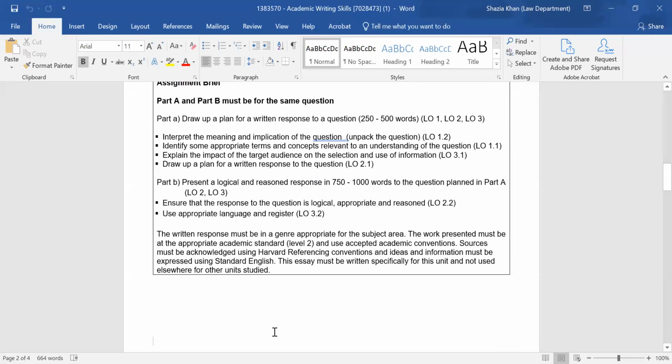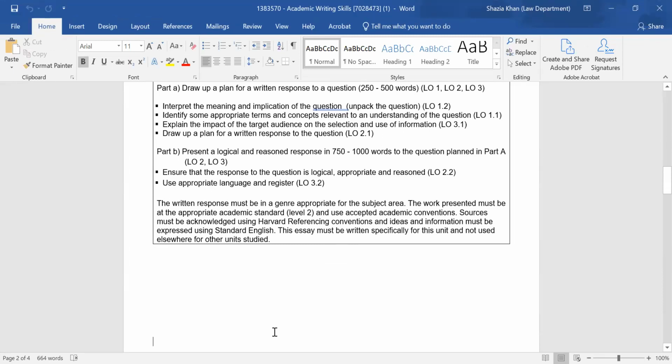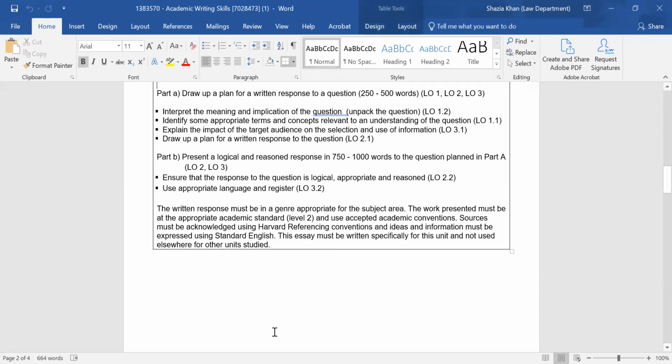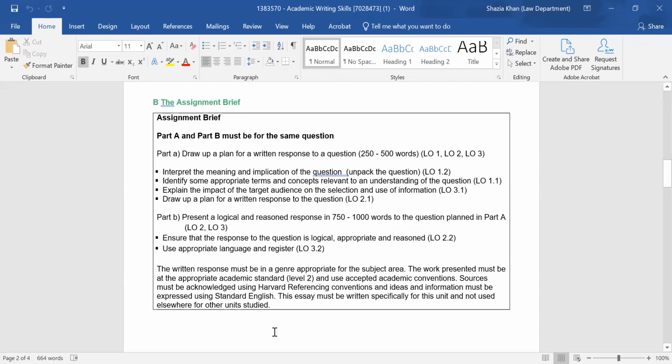The assignment brief is here, and it tells you what you need to do for your assignment. You've got two bits to the assignment. In Part A, you need to draw up a plan for a written response. Part A and Part B must be for the same question. So you need to draw up a plan for a written response to a question, of 250 to 500 words, covering learning outcome 1, learning outcome 2, and learning outcome 3.